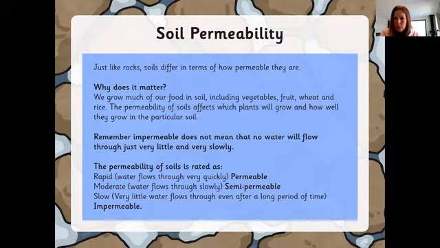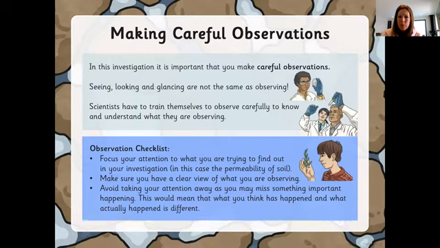So rapid, so that means water flows through very quickly, and so that means it's permeable. If it's moderate, so that means the water flows through slowly, then it's semi-permeable. If it's slow, so that means very little water flows through even after a long period of time. So you're waiting and waiting, then we would say that's impermeable. Okay, so it's three different ratings that we have: permeable, semi-permeable, and impermeable.